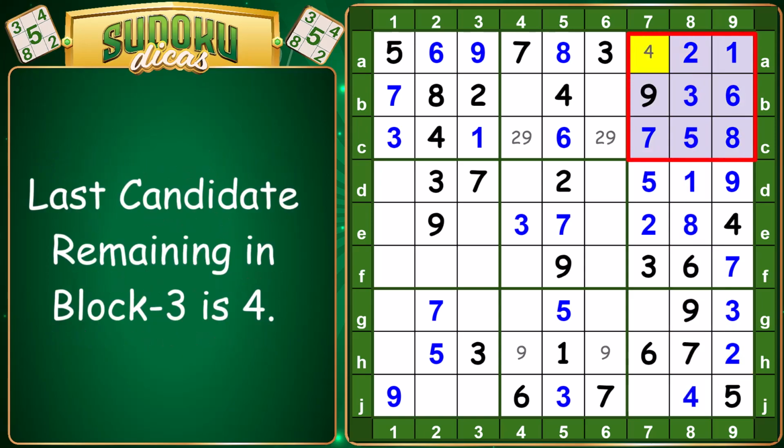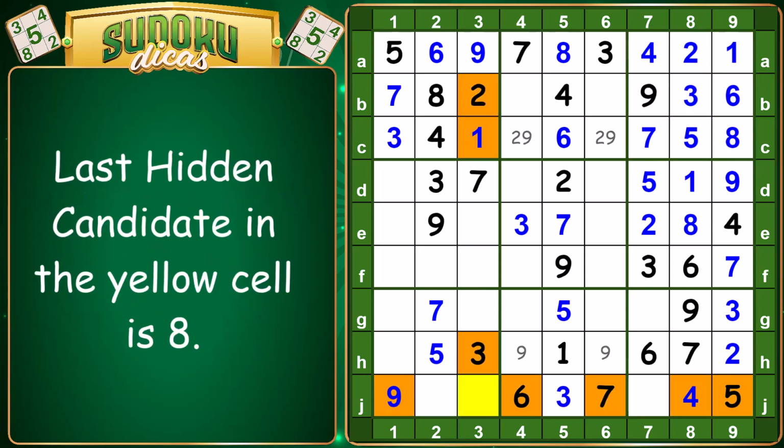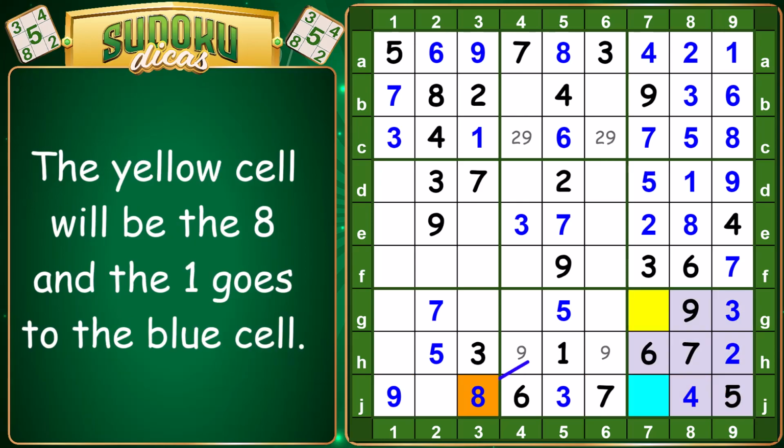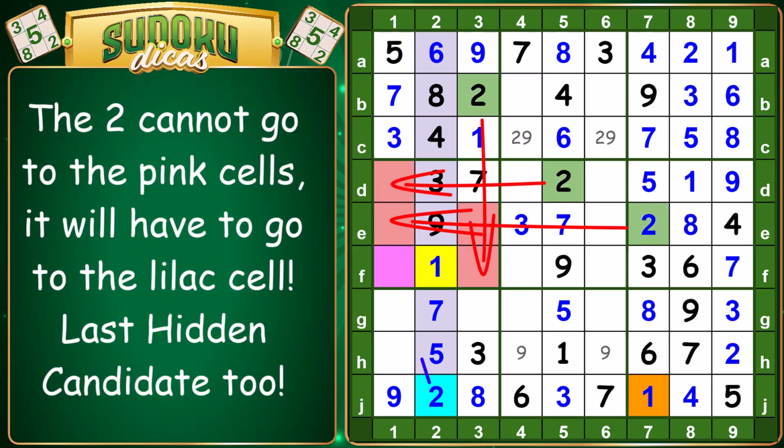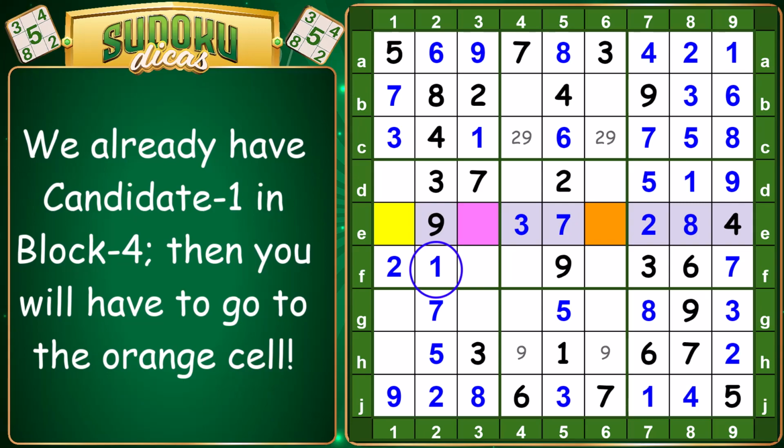Last candidate remaining in block 3 is 4. Last hidden candidate in the yellow cell is 8. The yellow cell will be the 8 and the 1 goes to the blue cell. The 1 goes into the yellow cell and the 2 goes into the blue cell. The 2 cannot go to the pink cells, it will have to go to the lilac cell. Last hidden candidate 2. We already have candidate 1 in block 4, so you will have to go to the orange cell.